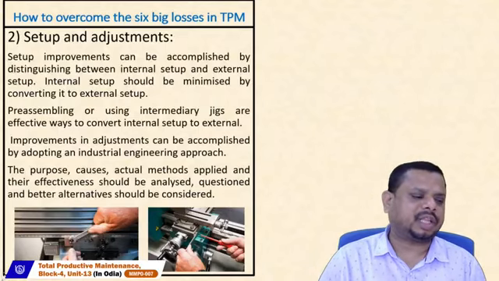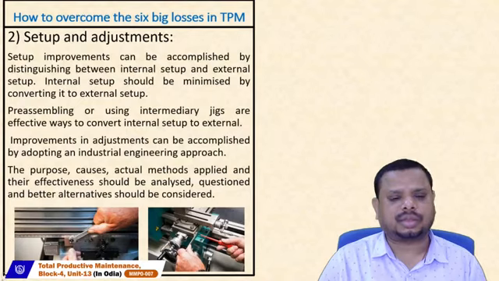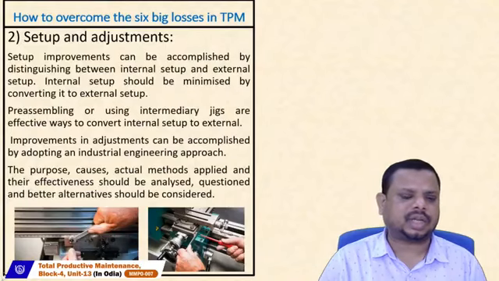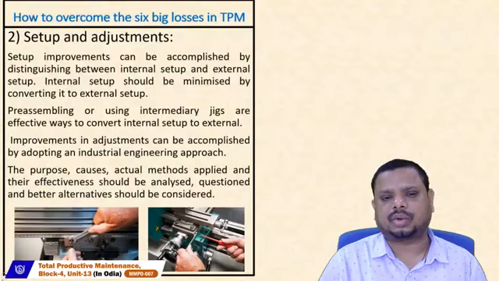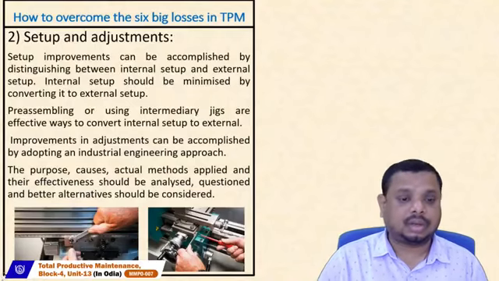So every maintenance management department has its own SOPs. When the operator goes through the SOP, the standard operating procedure, they can easily understand how to set up the machines and how to adjust the machine, so that they can increase the effectiveness whenever they introduce total productive maintenance.